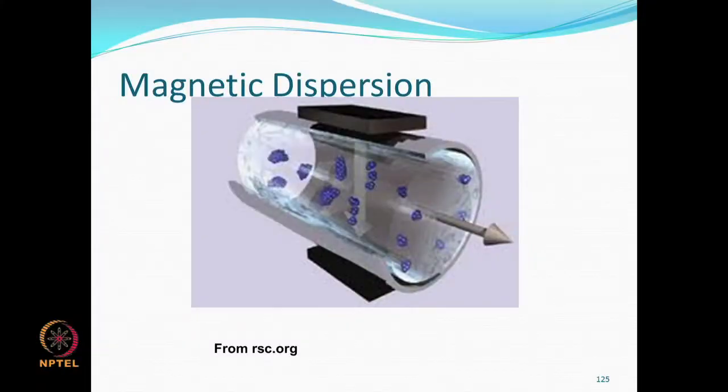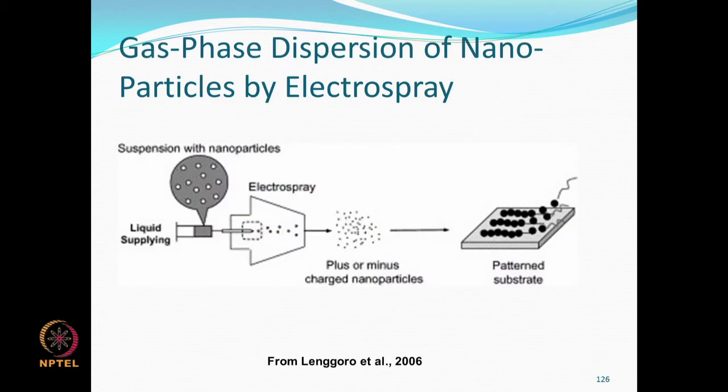Magnetic media can be used, particularly if the particles that you are using as fillers have magnetic particles. You can use a magnetic field to do good dispersion of these particles. And similarly, you can set up a charge field and use the charge distribution on the nanoparticles as a way of dispersing the nanoparticles.